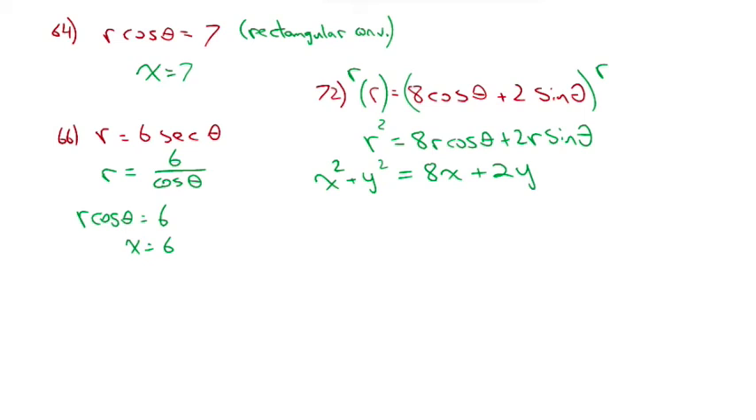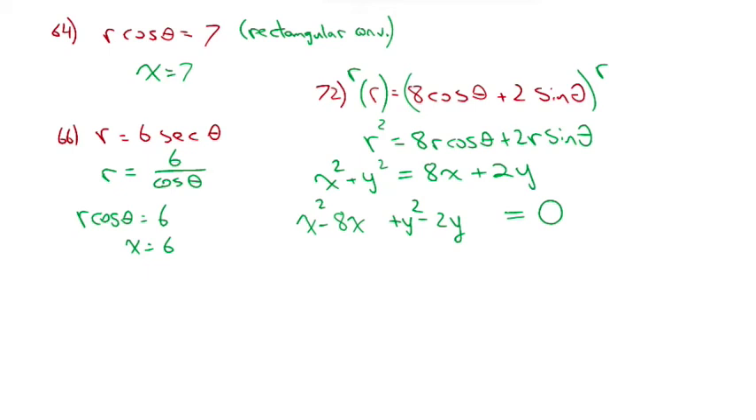What can I do with that? Complete the square. I have to move everything onto one side and get it equal to 0, so it becomes x squared minus 8x, leave a space, plus y squared minus 2y, leave a space, is equal to 0. Are we using the perfect square form?